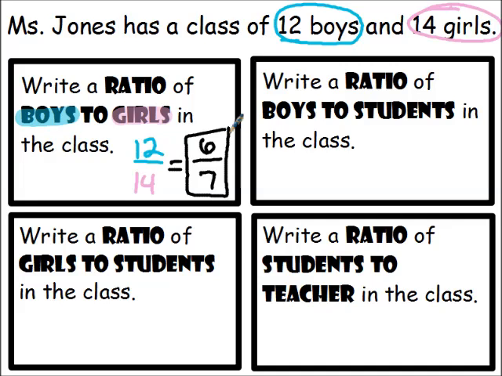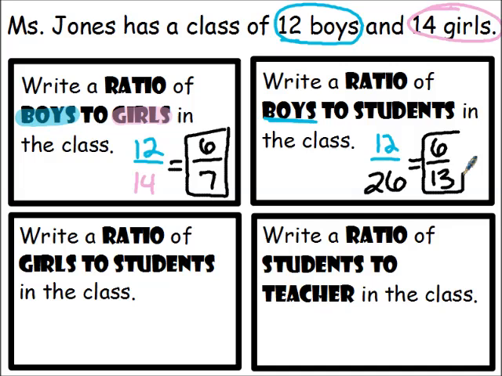Now let's write a ratio of boys to students in the class. So again, we have 12 boys and how many students? To get our total students, we'll add 12 and 14, which will give us a total of 26 students. Again, this can be simplified. We'll divide 12 by 2 and get 6, and 26 by 2 and get 13. So the ratio is 6 to 13.